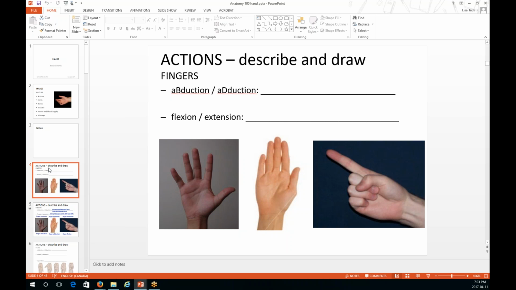So here we have finger motions. You can label these if you want with the marker. Which one is abduction, adduction, and which fingers are flexed and which are extended in these pictures here. So hard to write on this stuff.